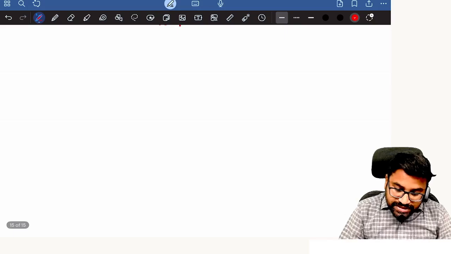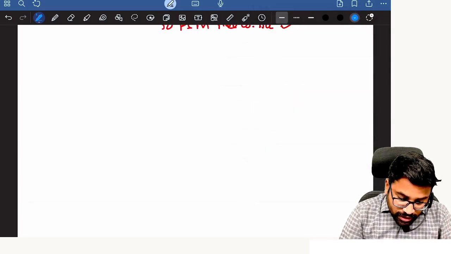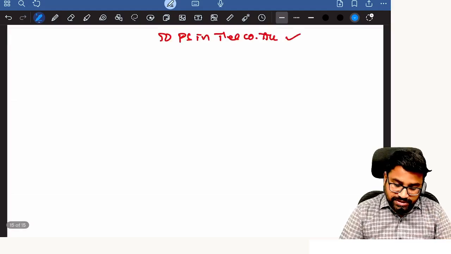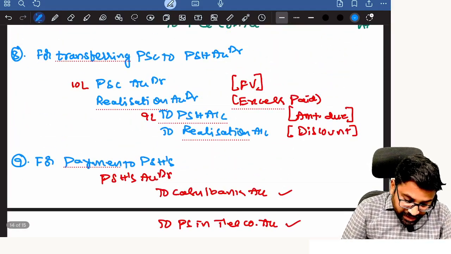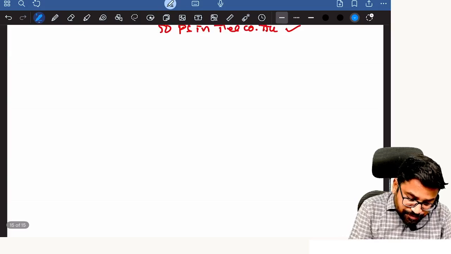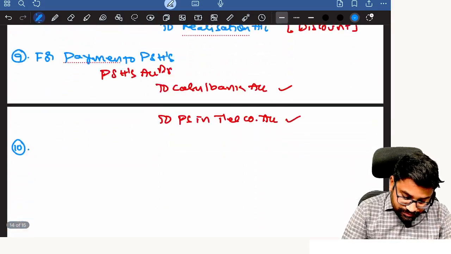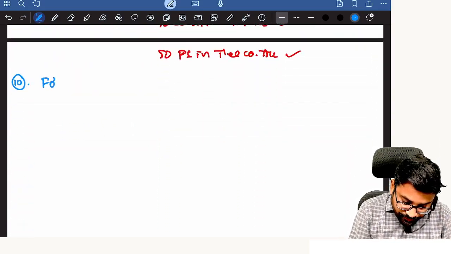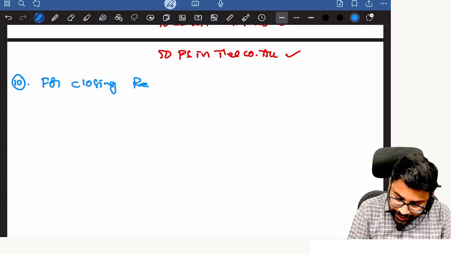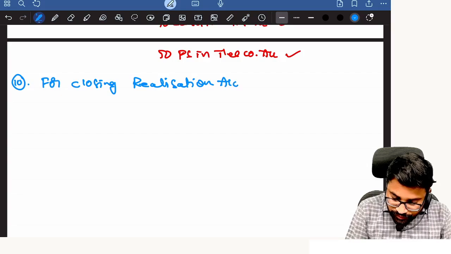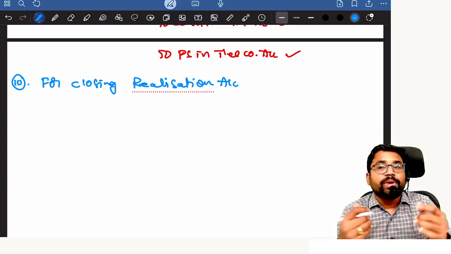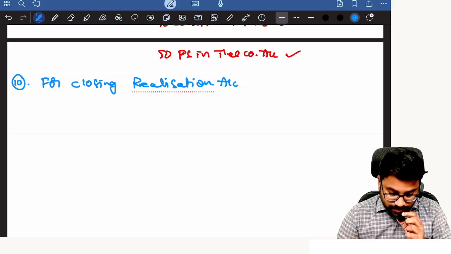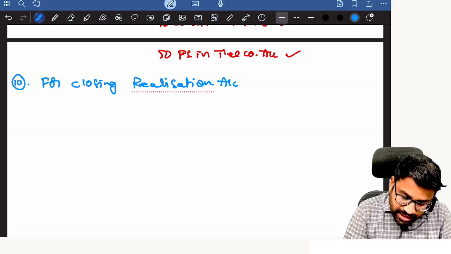Systematically we are doing. Next, entry number 10. Now onwards, equity shareholders, sir. But entry number 10, what we do is, at this point of time, we need to close the realization account. Close the realization account. When you close the realization account, you may get either profit or loss. So there are 2 possibilities here.